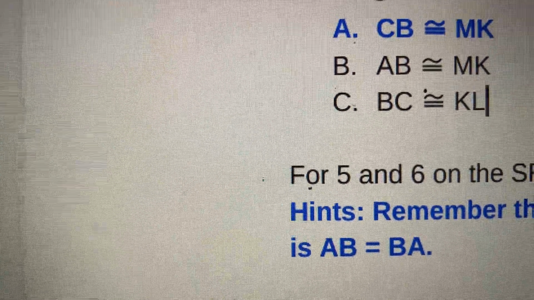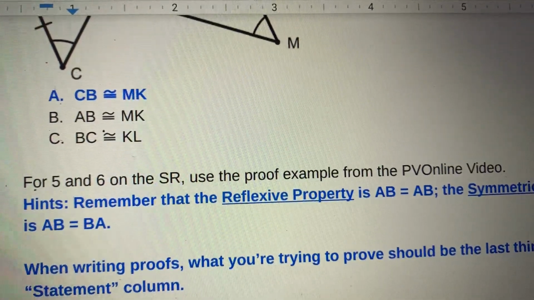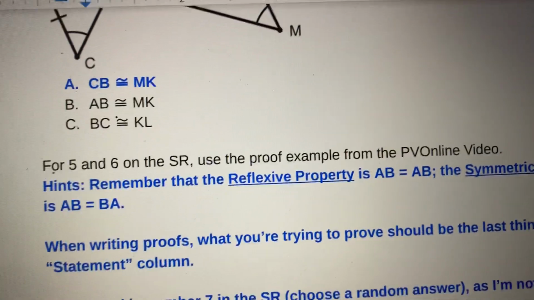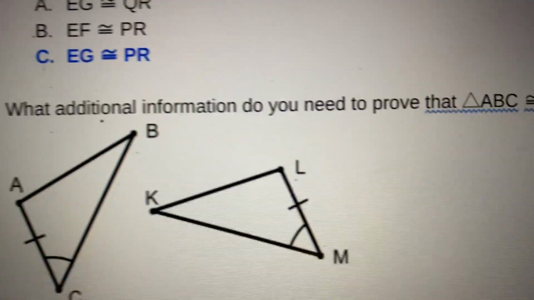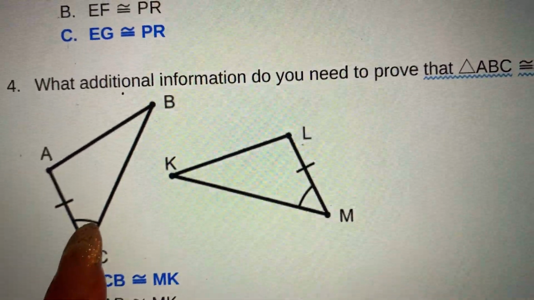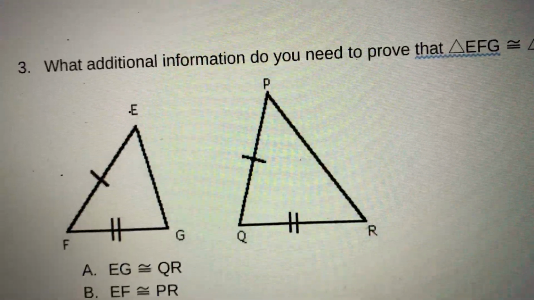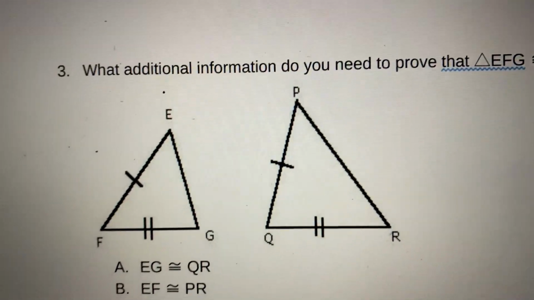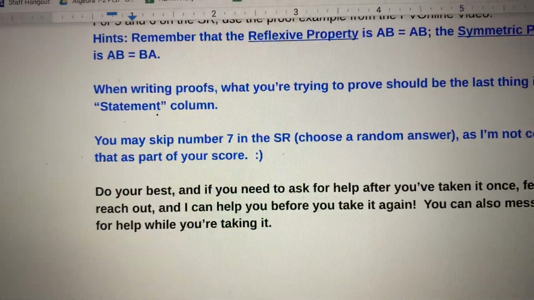That's symmetric, okay? Also for 5, make sure you're looking and seeing, are we going to be using side, side, side, or side, angle, side? Some good hints with that are, do you see an angle sign? If I see an angle sign, I know that I'm probably going to use side, angle, side, okay? If I only see the check marks, then I'm going to know that it's going to be side, side, side. So use the hints that you have.